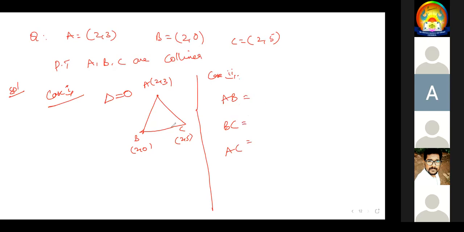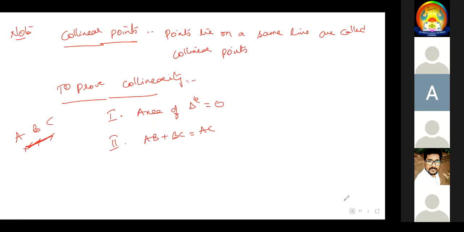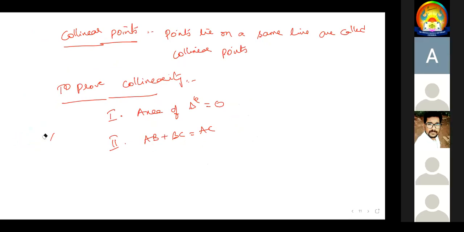I'm requesting everyone, I want to prove ABC are collinear. Do it in two manners. Manner number 1, you can prove that the area of the triangle is 0. Manner number 2, we can prove that AB plus BC is equal to AC. First copy this. Done, sir.